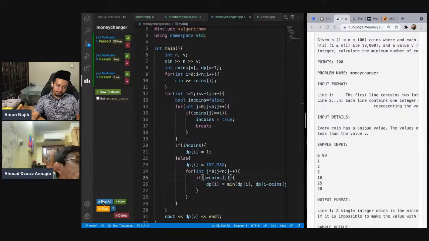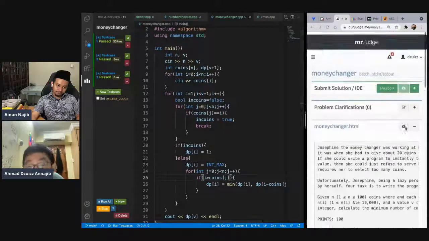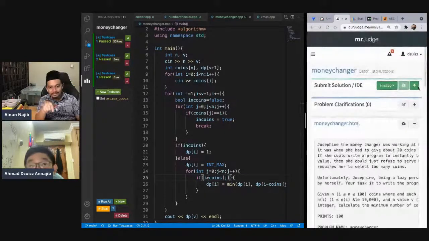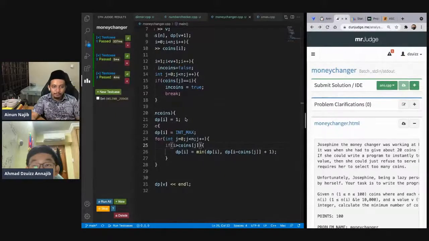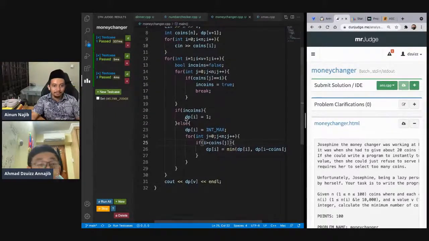Okay, now what if I tell you that you can combine those two groups of logic, right? Because you use an if in coins and else, the one on top is just to find in coins, right? You can actually combine these two, and you can combine it by setting dp0.